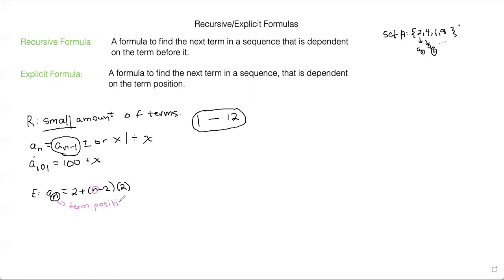Okay, so now let's get into writing some recursive and explicit formulas. So first, let's look at a set, right? I'm gonna convert into a different color. Actually gonna draw a line so that you guys can see.